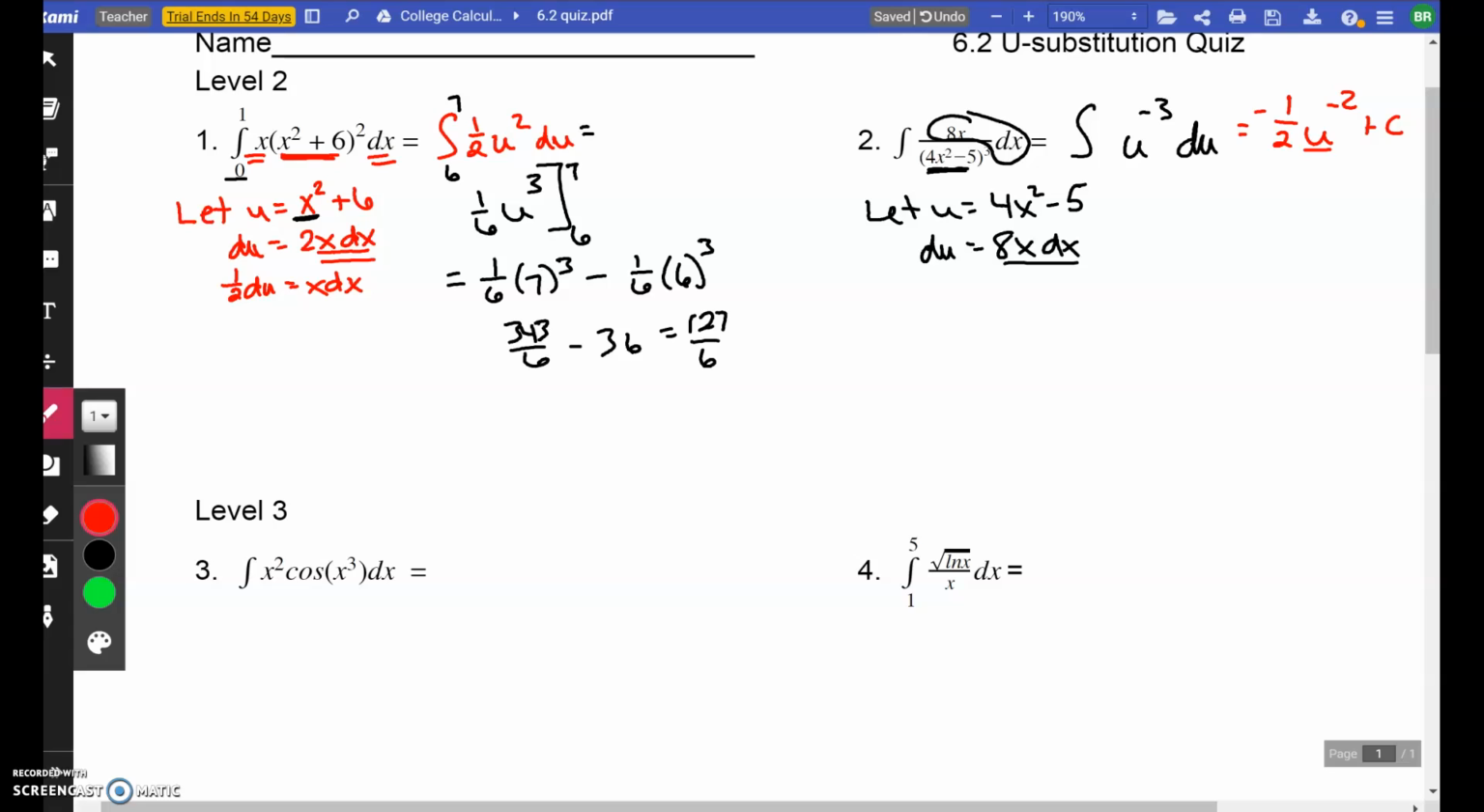It is not the work if we leave it in terms of u. The original problem was in terms of x. Converting to u is just a helpful way to get there. So we need to convert back. u is the same as 4x squared minus 5.